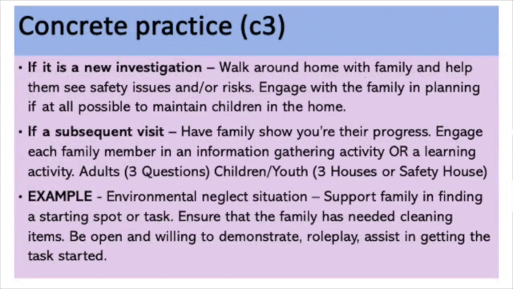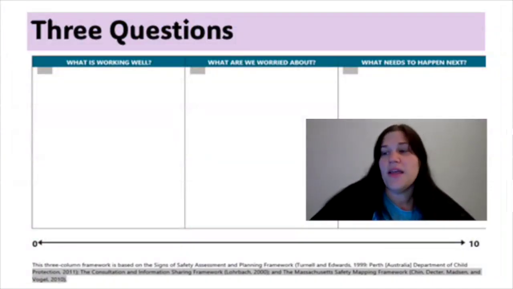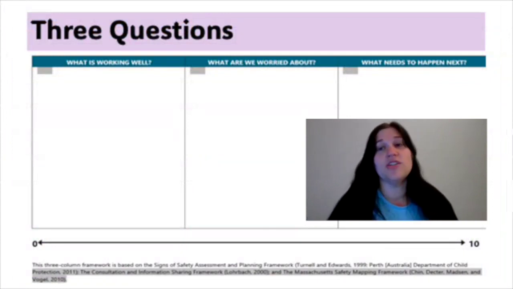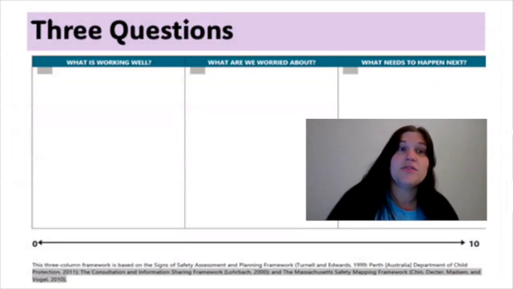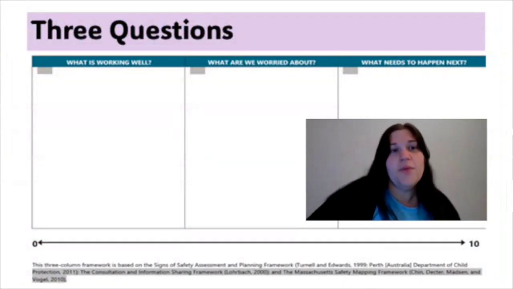And then the other thing that we do, which aligns with our 3 houses for our children, is the 3 questions. So this is a form made by Andrew Turnell and his friends through Signs of Safety. And here in Arkansas, they have adapted the safety organized practice model, which incorporates signs of safety, structured decision-making, solution-focused questions, and a whole lot under that umbrella. But so when we go out and we talk to families, we're asking these 3 questions. They may sound similar to questions you heard earlier. What's working well? What are we worried about?